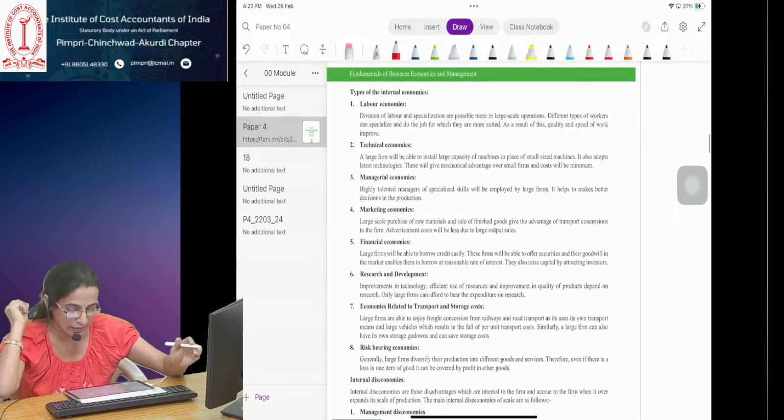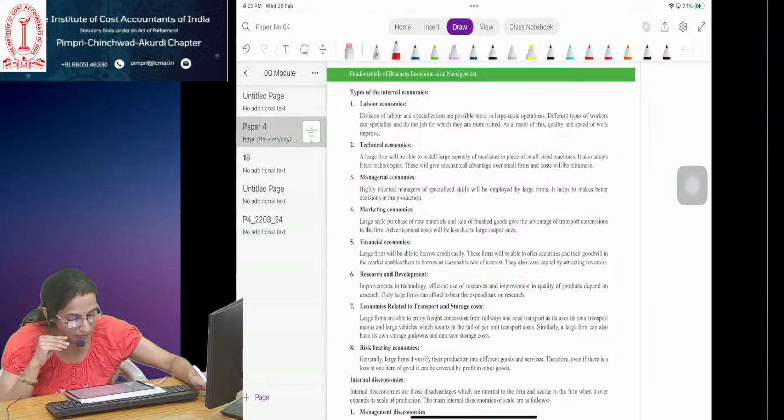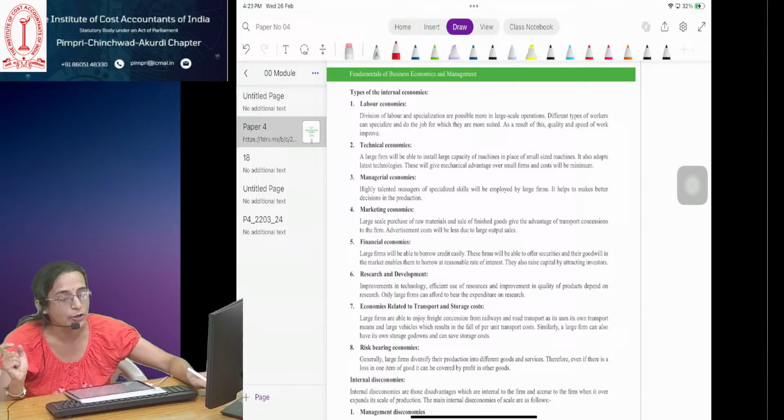See, they are saying the same thing here. Labor economies: division of labor and specialization are possible in large scale operations. Different types of workers can specialize and do the job for which they are more suited. As a result, the quality and the speed of the work will improve.